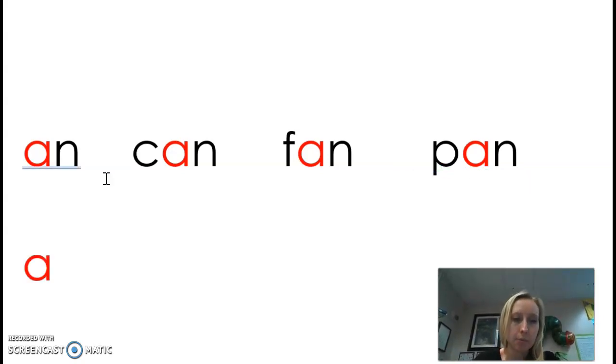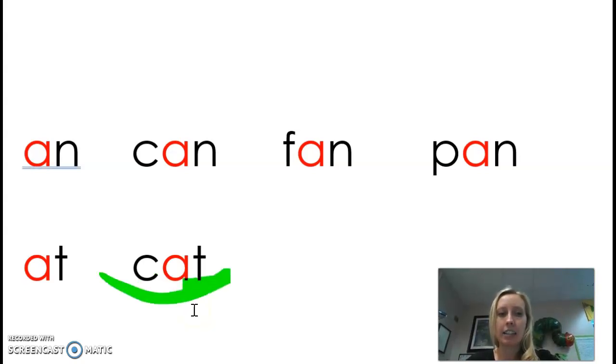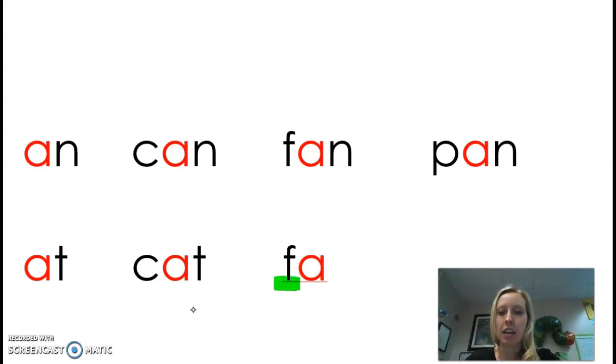Okay, I'm going to give you a couple seconds and I'll let you do some and I'll do some. Okay, blend. Put it together. Word is at. You can't really blend yet. Now blend. Put it together. Blend. What's the word? Cat. You can blend. Blend. Put it together. Blend. What's the word? Fat.